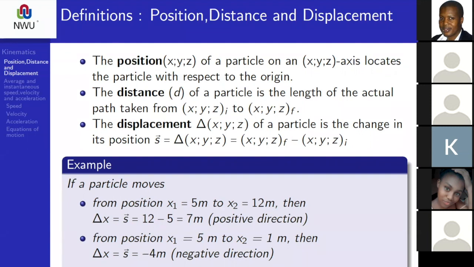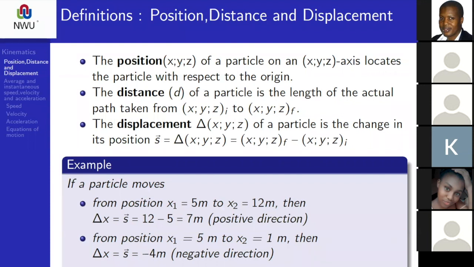In the first one, the distance will be the same because it's a straight line, 7 meters. The second one, from 5 to 1, the distance is not going to be minus 4. Distance is not a vector. So it's just going to be 4 meters. So if I ask you what is the distance between x equal to 1 to x equal to 5, you basically just say 4. There's no need to put a negative sign.